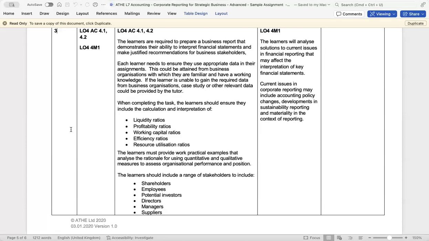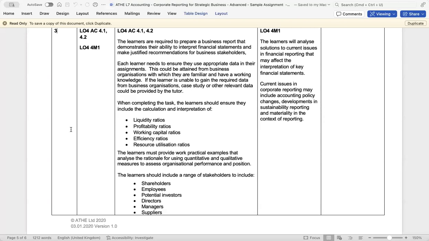Then we talk about return on equity, which indicates how effectively a company is using its equity to generate profit. ROE, or return on equity, is calculated by dividing net income by shareholders' equity.